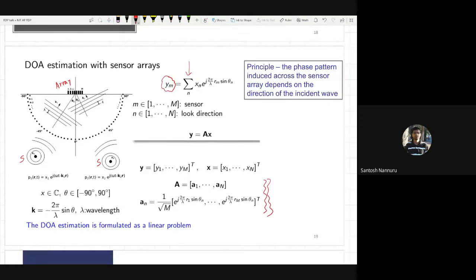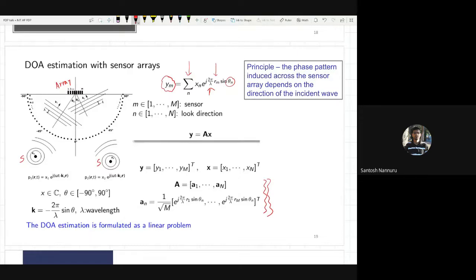This phase depends on e raised to j, this whole thing. It depends on the angle of arrival theta n, the frequency lambda of that corresponding signal, and Rm is the physical location of the sensor, relative to a specific sensor. So the array geometry, the angle of arrival, and the frequency all together decide what phase you will observe at the sensor location. So this is your problem formulation.